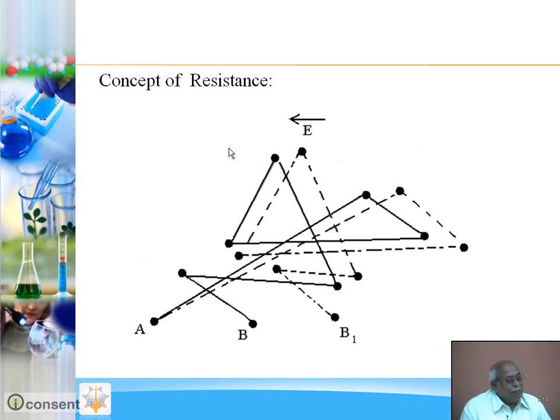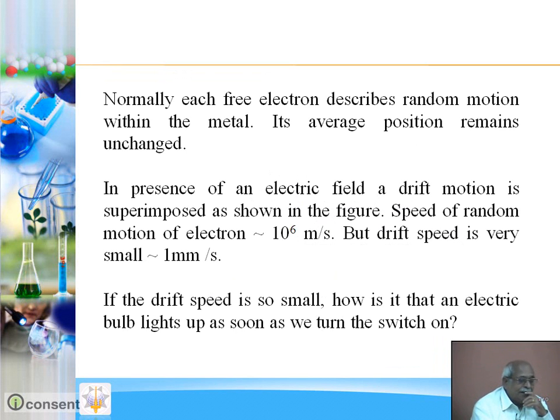So the speed of drift motion can be or is really extremely small, only few millimeter per hour, and speed of random motion is 10⁶ meter per second. You will be surprised if the drift speed is so small. How is it that an electric bulb or any electric appliance works as soon as we turn the switch on?